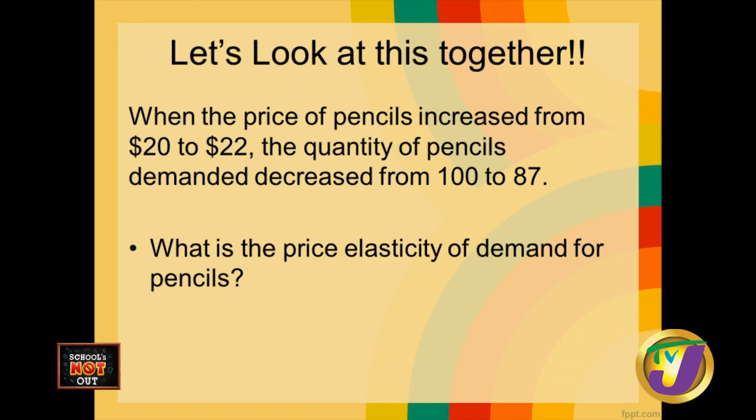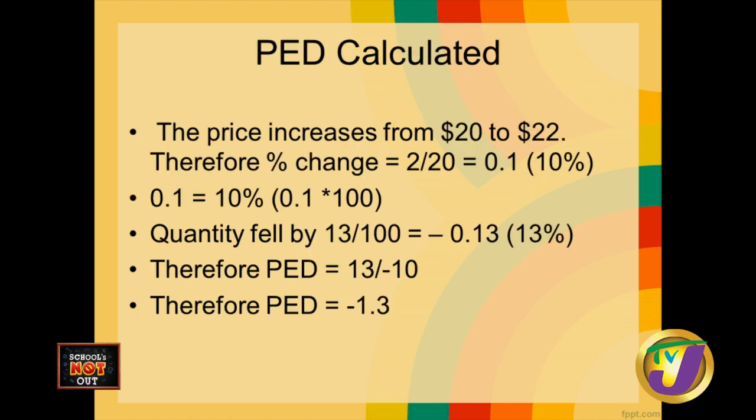Now let us look at this question together and try and work using the formula. It says, when the price of pencils increased from $20 to $22, the quantity of pencils demanded decreased from 100 to 87, what is the price elasticity of demand for pencils? Let's work this one together. The answer is there, but for those who need me to break it down, let us do it together. I always say to my students, please write the formula so that you do not make the mistake and pick up the wrong figures.